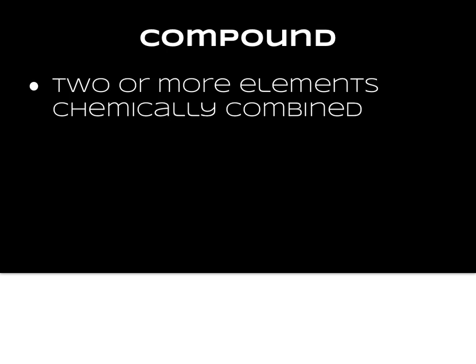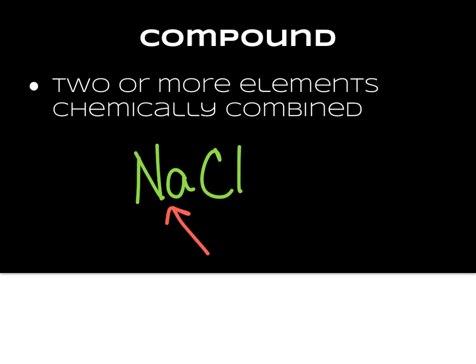Compounds are two or more elements chemically combined, and you're going to recognize a compound because a compound must have two or more capital letters in its formula. That's why it's very important that we use capitals and lowercase to designate our elements. Here you can see that I used sodium with a capital N and a lowercase a, and chlorine with a capital C and a lowercase l.